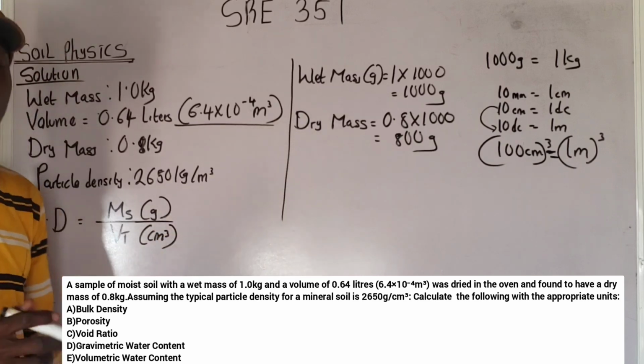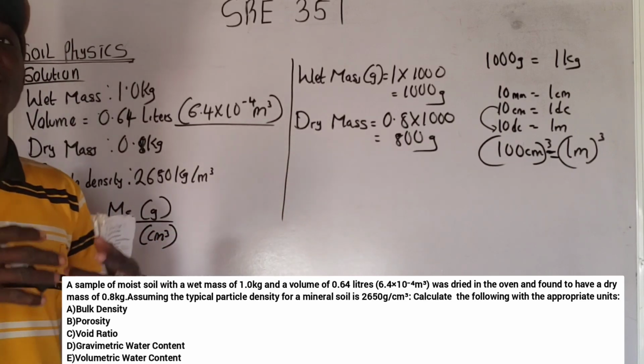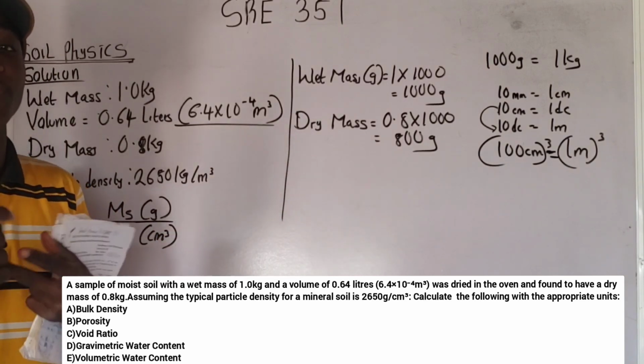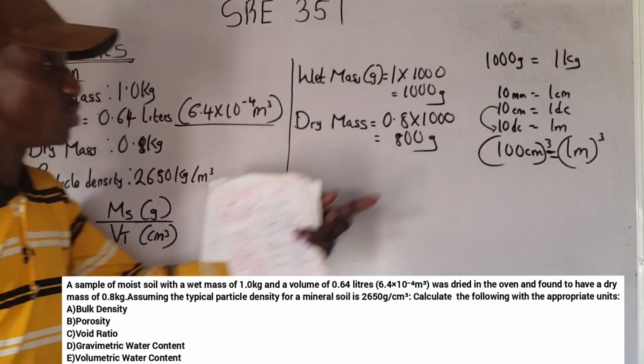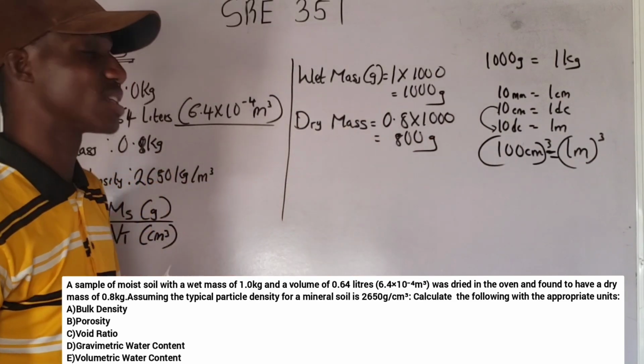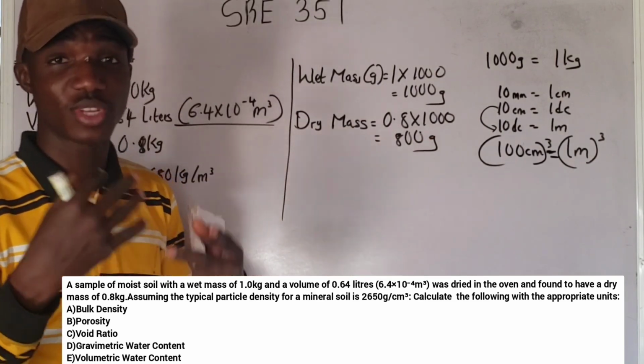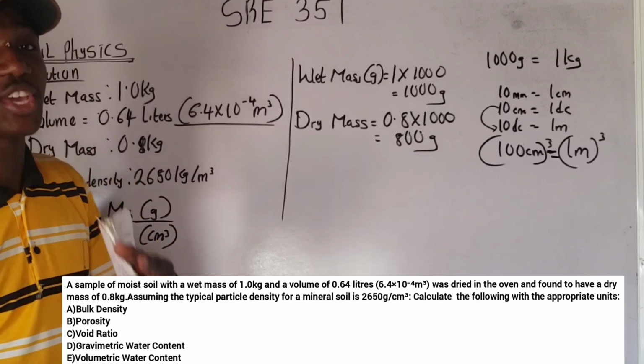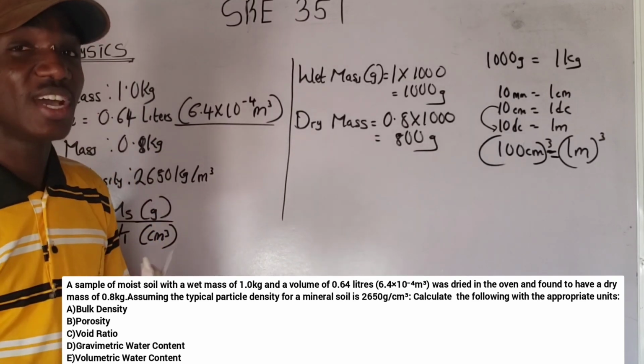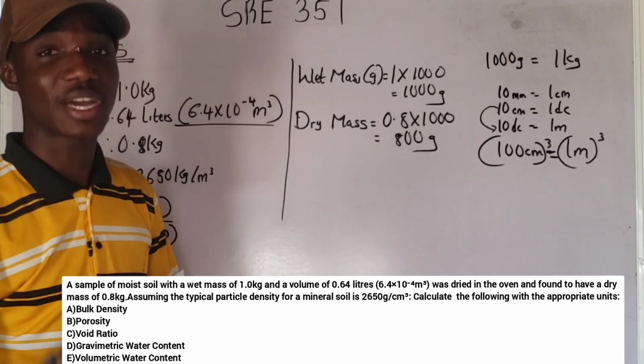The reason why I'm doing this is because, if you didn't remember your unit measurements, all you have to do is remember the basic one. By the time I knew that 100 centimeter equals 1 meter, if I cube it, if I raise it to the power of 3, I'm going to get the value in meter cube.